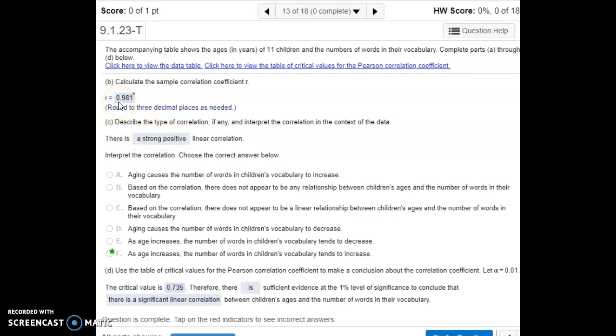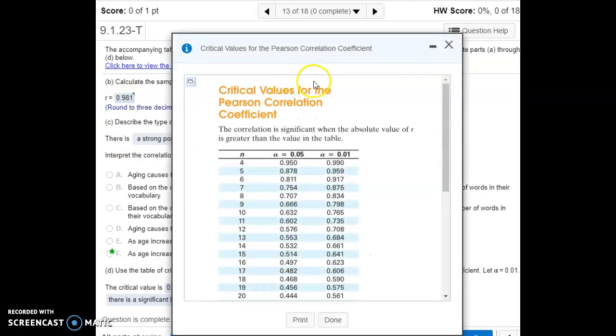Now, a linear correlation, a positive one, means that as x increases, y will increase as well, which in this case, positive correlation would mean as age increases, the number of words in a child's vocabulary increases as well. And what we actually want to do to really measure if we have a strong correlation, a significant one, is look at this table of values.